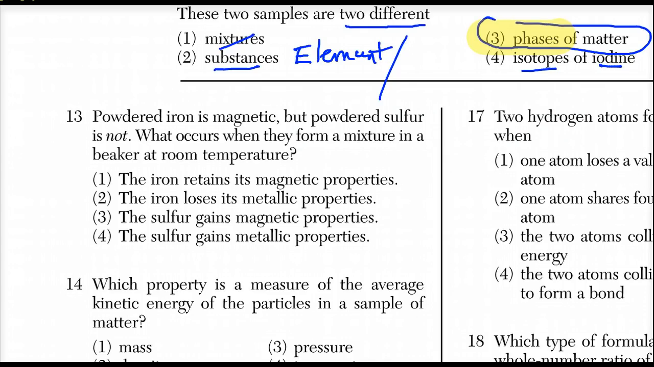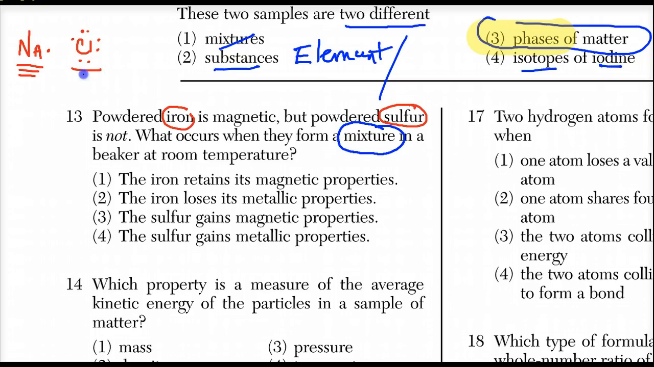Number 13. Powdered iron is magnetic, but powdered sulfur is not. What occurs when they form a mixture in a beaker? If they're forming a mixture, people, they are not chemically bonded. If they're not chemically bonded, the individual properties of iron and sulfur are retained. You have to know that. When things bond, they lose their individual properties. When they're in a mixture, because they're not chemically connected, they retain them. For instance, if you take pure sodium, who has 1 valence electron, and chlorine, who has 7 valence electrons, pure sodium is explosive in water.